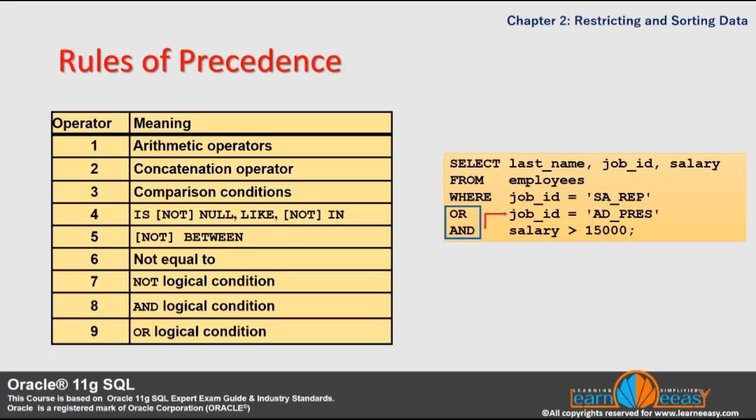In this example, there are two conditions. The first condition is that the job ID is AD_PRES and the salary is greater than $15,000. The second condition is that the job ID is SA_REP. Therefore, the SELECT statement reads as follows: select the row if an employee is a president and earns more than $15,000, or if the employee is a sales representative.